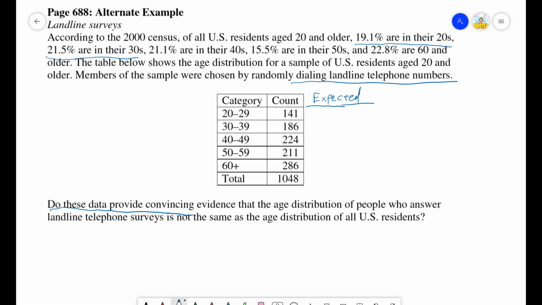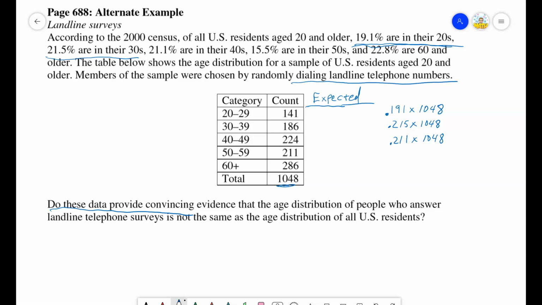Okay, and how we would go about getting that is by thinking about this total. The total of people we contacted was 1,048. We'd expect 19.1% of them to be in their 20s, right? That's what it says here, 19.1%. So to find this, I would take 0.191, 19.1% of the 1,048. That will get me my expected count. In the next group, I expect there to be 21.5% of everyone that are in their 30s out of 1,048. So this is how I'm going to get my expected counts in this case. It's not like everything's equal, like when we're rolling a die. If the die is fair, we just divide the total by 6.